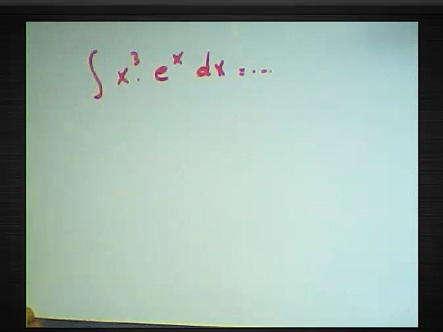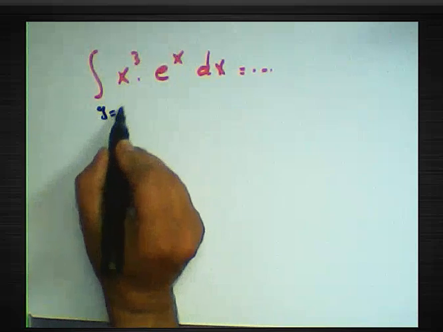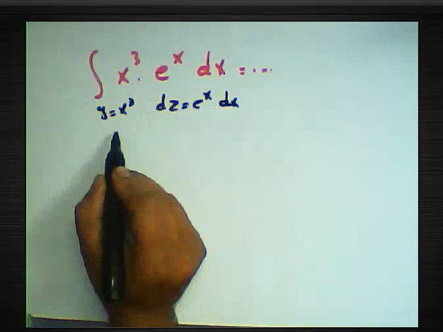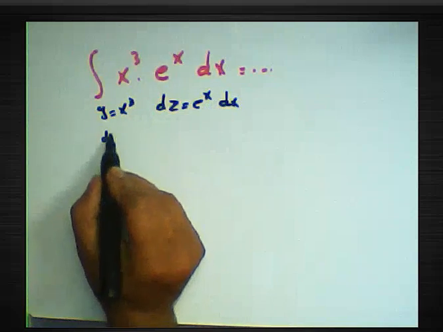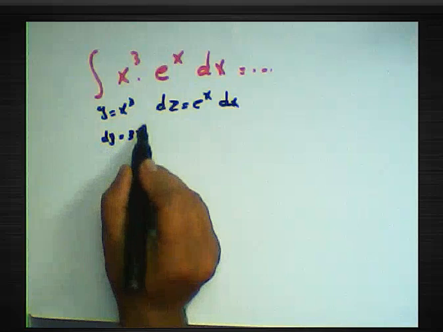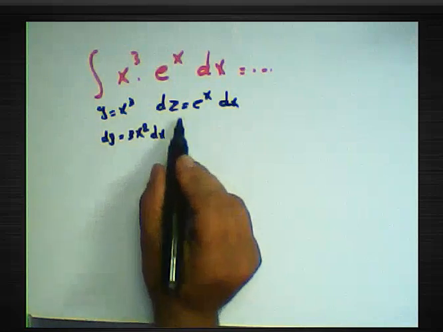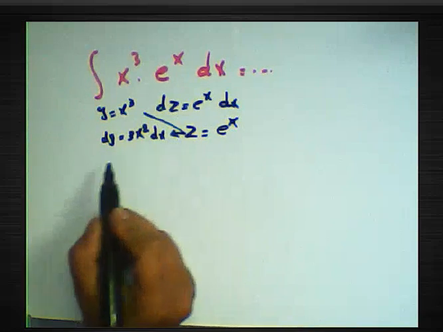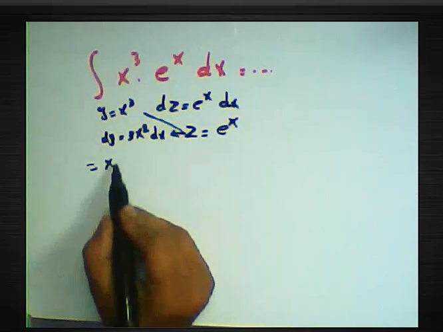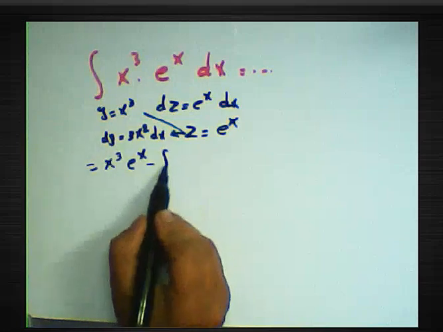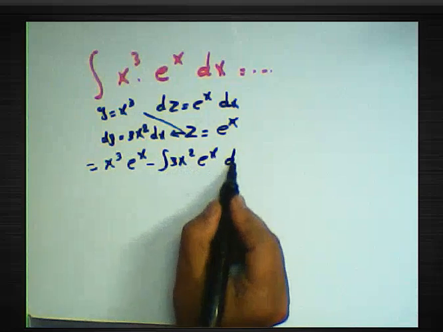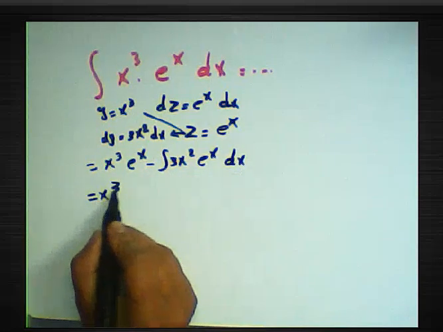Integration of x^3 e^x dx. Put y equal x^3 and dz equal e^x dx. The derivative of y will be dy, here 3x^2 dx, and the integration of dz equals z, e^x. Using the rule, x^3 multiplied by e^x, subtract the integration of the multiplication of them, 3x^2 e^x dx. Write x^3 e^x.